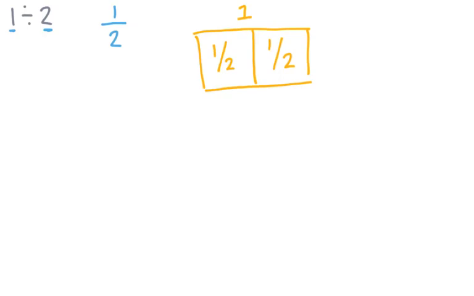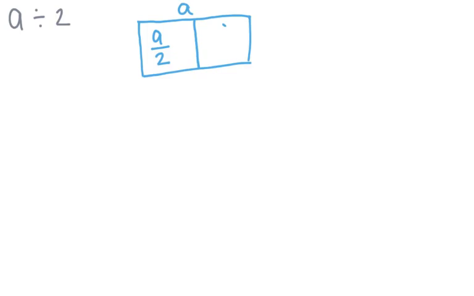So let's see if it's going to work for another division expression. So we have a divided by 2, and we want to write it without using a division symbol. So I'm going to start by drawing a model. So I'm going to draw a box, and this entire box is going to be equal to a. And since we're dividing by 2, I'm going to cut it in half, and then one section will be a over 2, and then the other section will be a over 2. So without the division symbol, our expression will be a over 2.